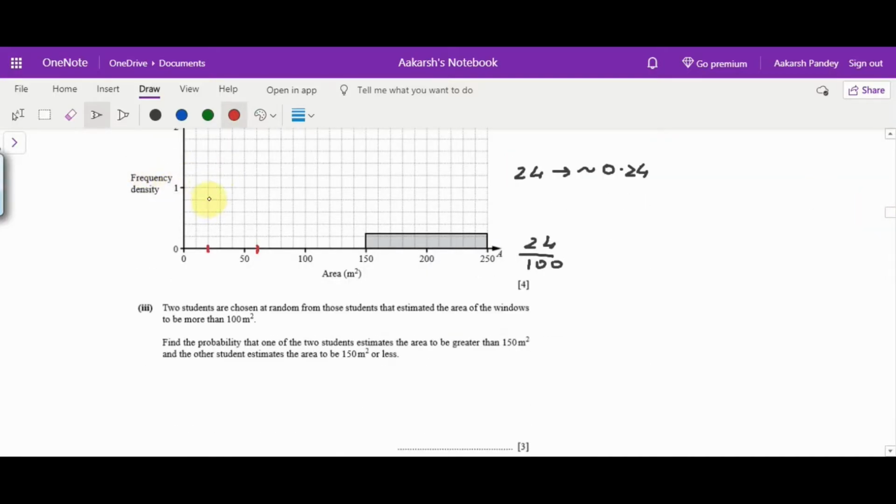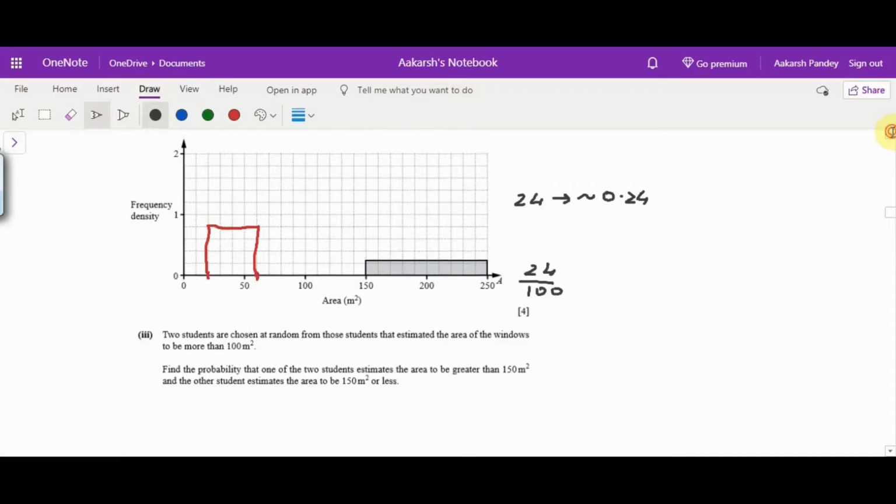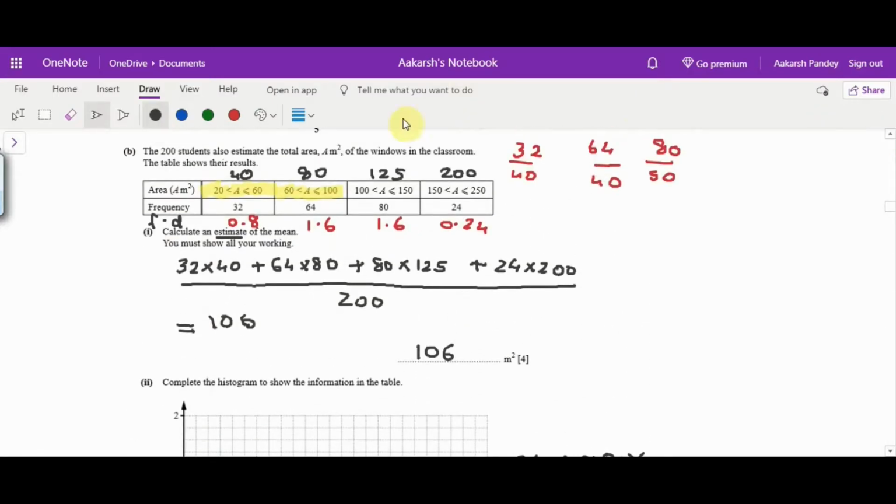My frequency density is 0.8, so my top bar will correspond to 0.8, and this is one of the bars of my histogram. Similarly, I'll plot other points. Now, two students are chosen at random from those students who estimated the area of the windows to be more than 100. So, how many students gave their estimate as more than 100? More than 100 is this and this, which means 104 students.